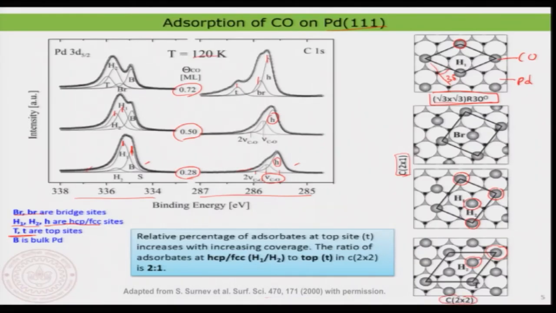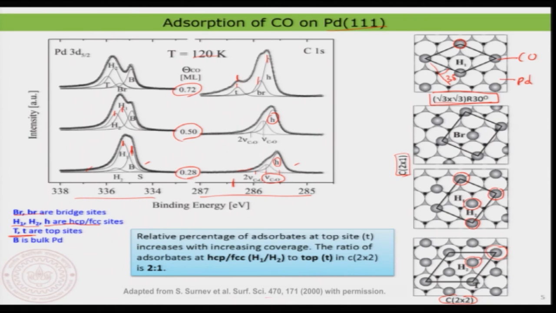So, this is actually a C2x2 superstructure. And that is the reason why you see this kind of new peak that corresponds to the top site occupation. Please notice that the energy of the top site is slightly higher compared to the one occupying the HCP site. That is kind of strange if you have thought about it, because what I also told you in class is that when atoms occupy the HCP site, that is where you are going to get a high coordination.